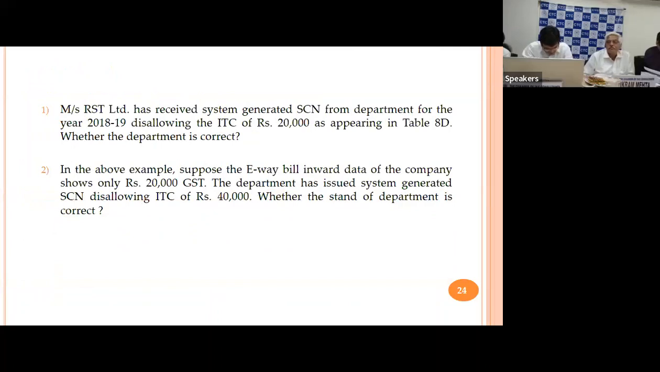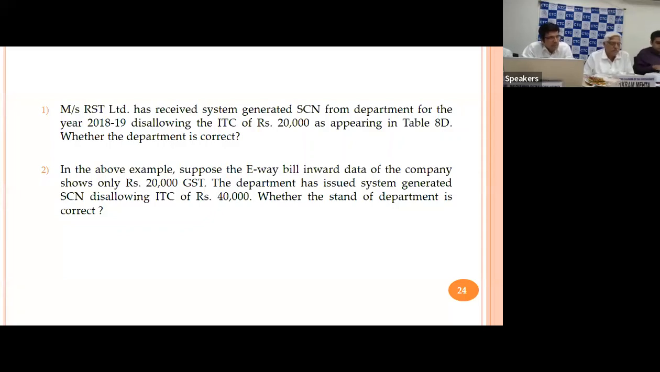Okay. Now the first issue is Mrs. RST has received a system generated SCN. What I mean by system generated SCN is, just to clarify, in many locations, on the basis of GSTR-9, 9C or on the basis of GSTR-1, 3B, show cause notices are being issued which are generated by the system itself. There is no human intervention involved. These show cause notices are issued to the assessee to explain and pay the tax, basically. So a system generated show cause is issued disallowing the ITC of 20,000 as the amount is appearing in table 8D. Now, whether the department's stand is correct and how to contest this.